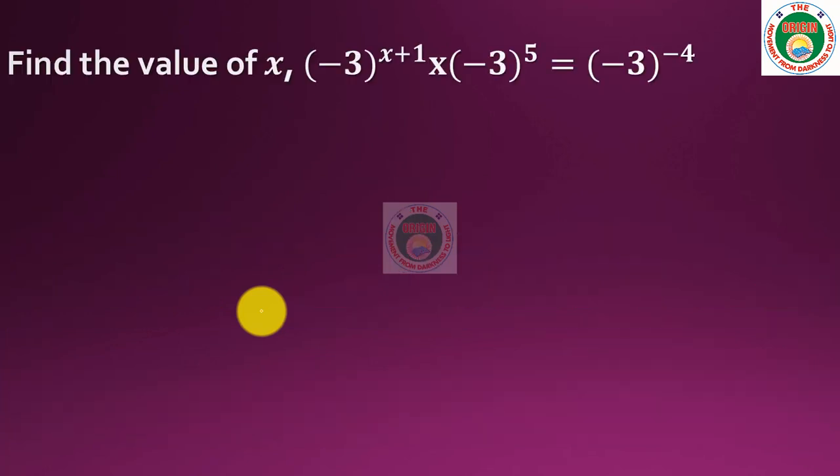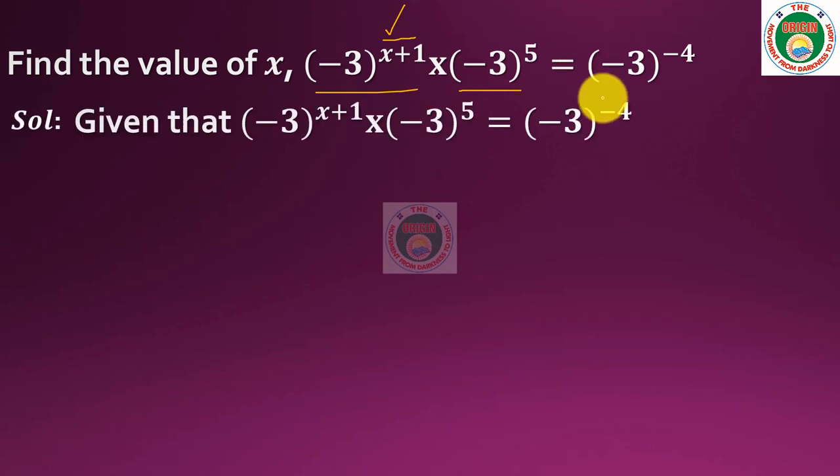Now the problem is: find the value of x where (-3)^(x+1) × (-3)^5 = (-3)^(-4). (-3)^(x+1) is one expression, multiplying by (-3)^5, another expression. If you multiply these two expressions, you get (-3)^(-4). This is the relation given. From this relation, we need to find the value of x.